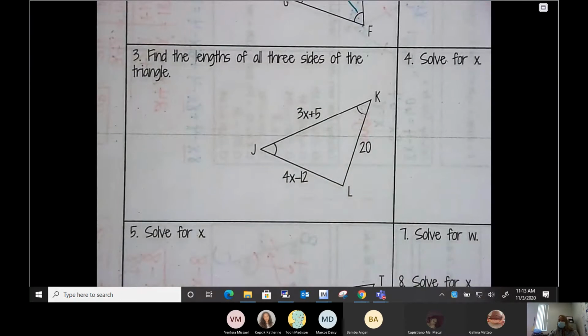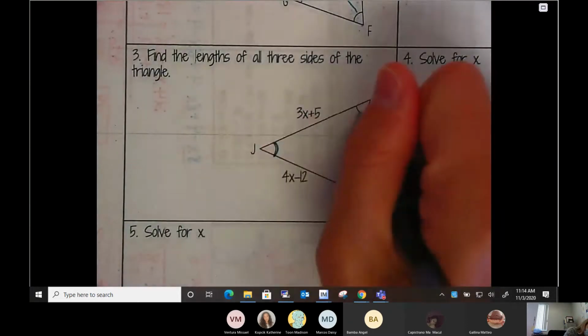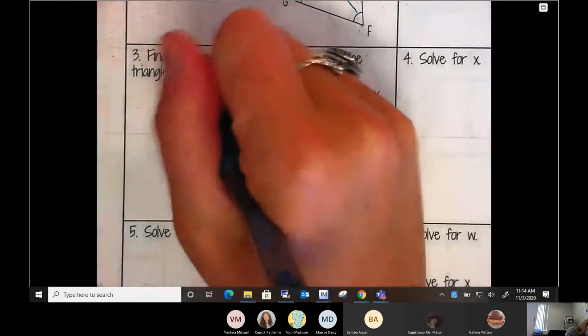Okay. Number 3, what kind of triangle is it? Isosceles or equilateral? Why? Yep, 2 base angles that are the same. Fantastic. These 2 angles are the same. So this is isosceles.